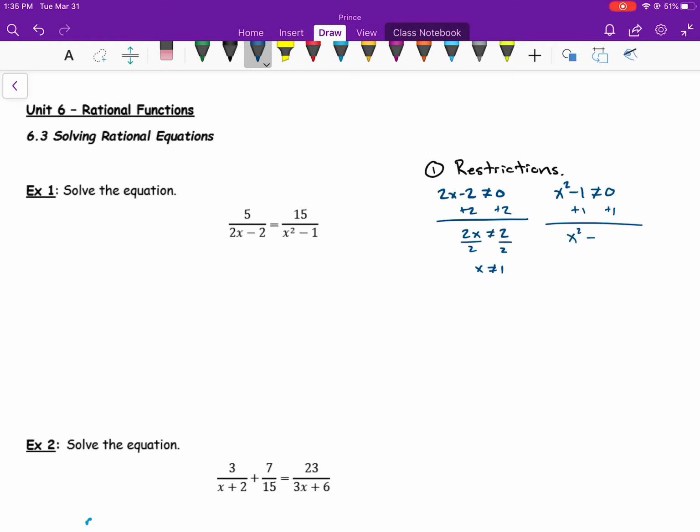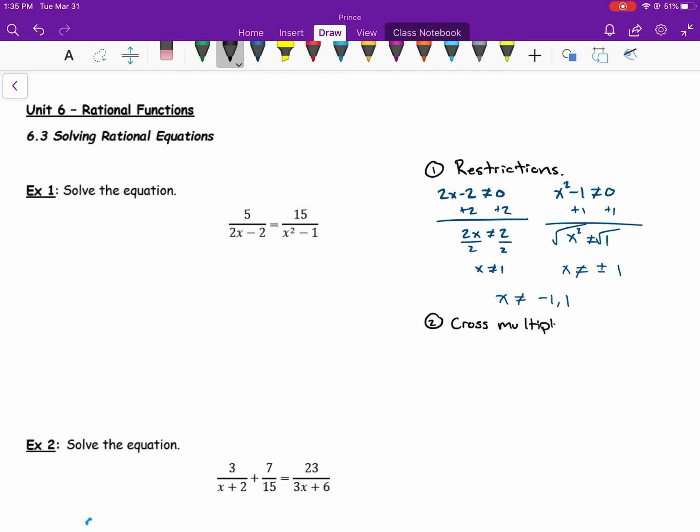Then we'll add 1, get x squared can't equal 1. Apply the square root property, get x can't equal plus or minus the square root of 1, which is 1. So our restrictions are x can't equal -1 or 1. Okay, so if we get one of those as an answer, then it doesn't count. Step 2.